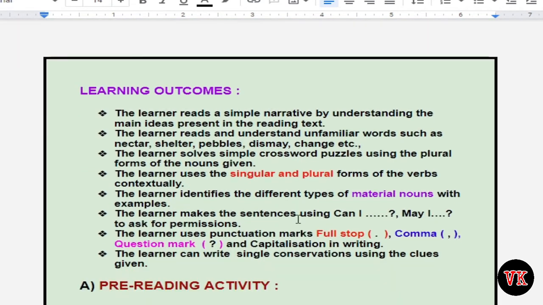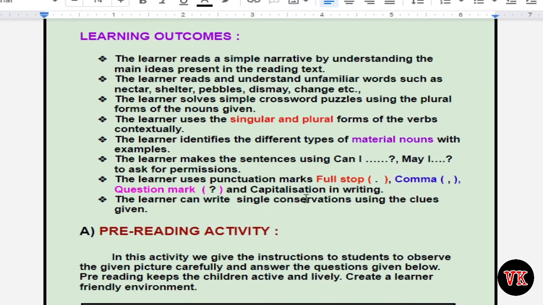Now, first of all, we have to write learning outcomes. The first one is the learner reads a simple narrative by understanding the main ideas present in the reading text. The learner reads and understands unfamiliar words such as nectar, shelter, pebbles, dismay, changes, etc. in this lesson. The learner solves simple crossword puzzles using the plural forms of the nouns given.